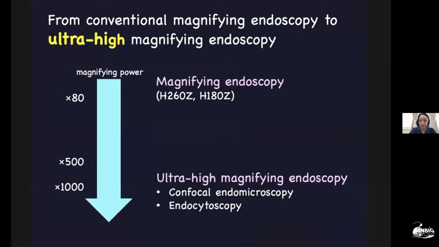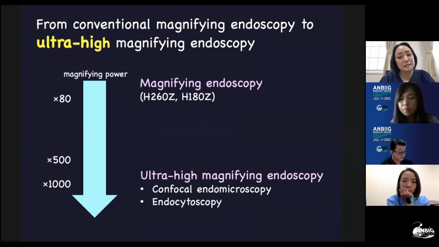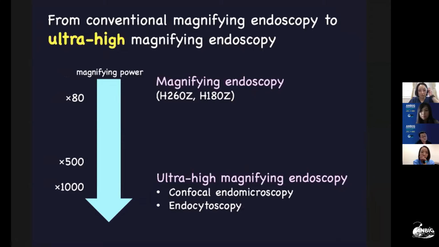So magnifying endoscopy, like the H260Z or H180Z, maybe in Western countries, has been available for a while. They have approximately 80 folds of magnifying power. On the other hand, ultra-high magnification endoscopy, such as confocal endomicroscopy or endocytoscopy, has magnification power of more than 500 folds.